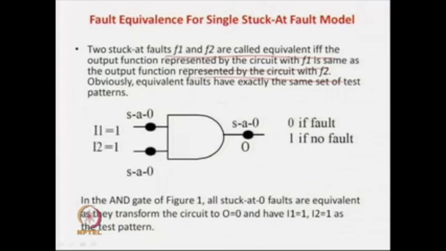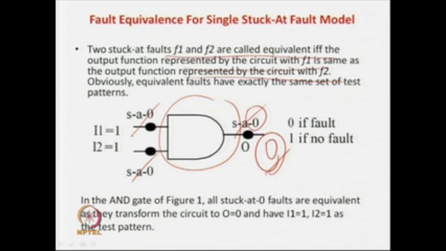Let us take an example of a very simple AND gate. If you have a stuck-at 0 fault over here, what is the function at this point? The function is 0. Now, if you have a stuck-at 0 fault over here, not here, then what is the function? The function is 0. If you have a stuck-at 0 fault at this point, the function is again 0. So you can say that in an AND gate, stuck-at 0 at each of these points are equivalent.